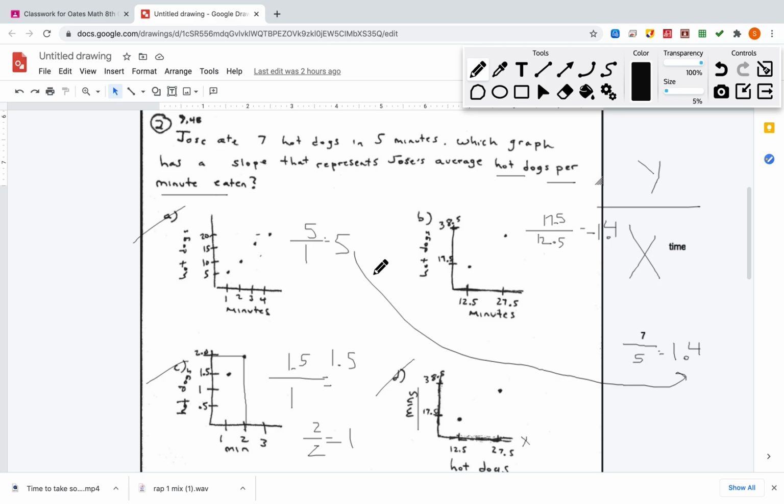I'm also going to double check the second point too. 38.5 over 27.5. And that also will equal 1.4. So that also matches the rate. So if it's asking you to find the slope of a proportional relationship, all you need to do is y over x.